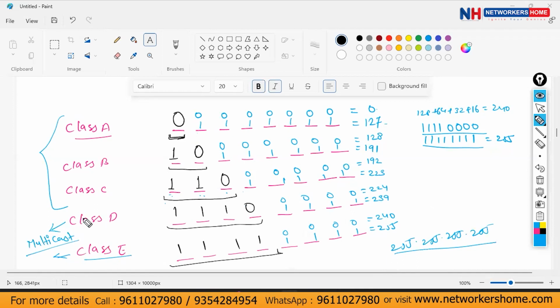If you try to assign IPs from these classes in your systems, your system will not accept. Your system will accept the IP address in the range of 1 to 223 only. The first octet value should be from 1 to 223 only. Then only your system will accept the IP. Otherwise, it will not accept.